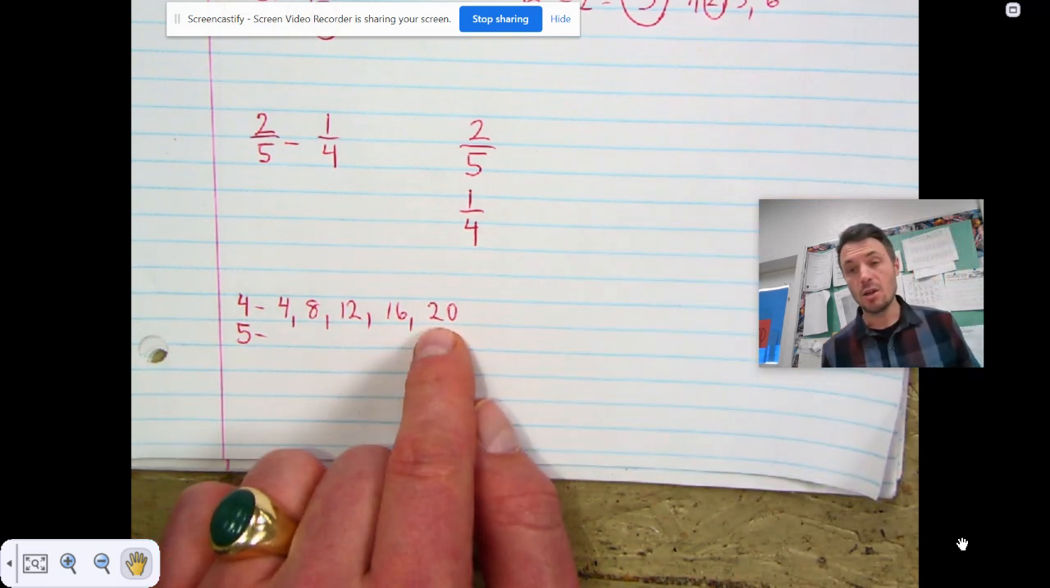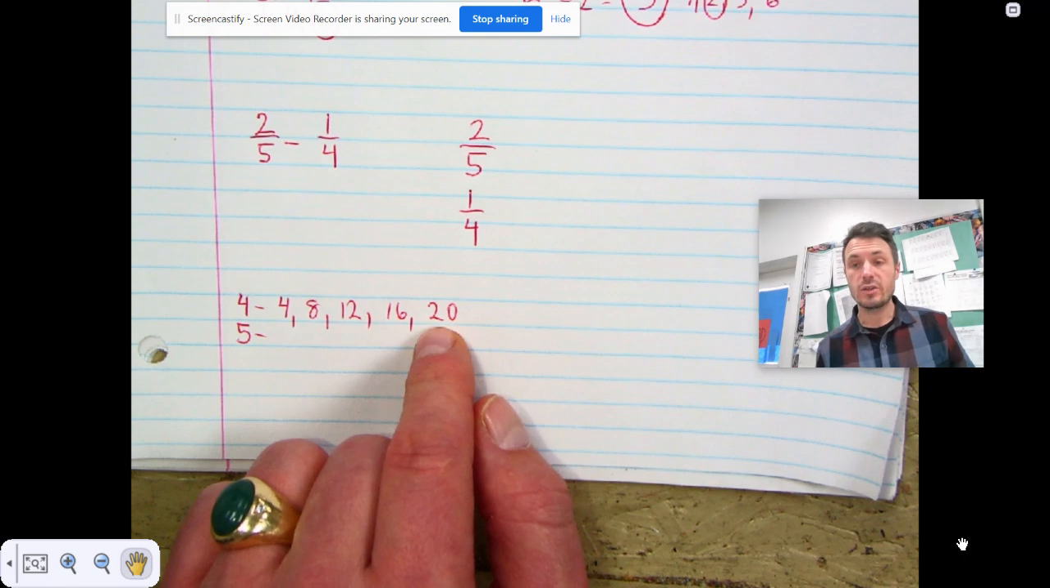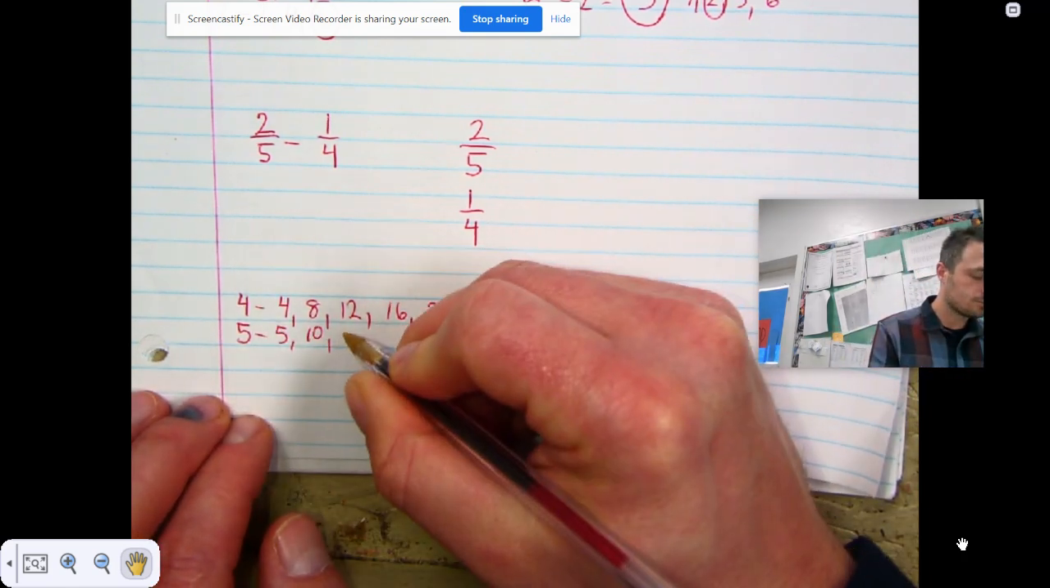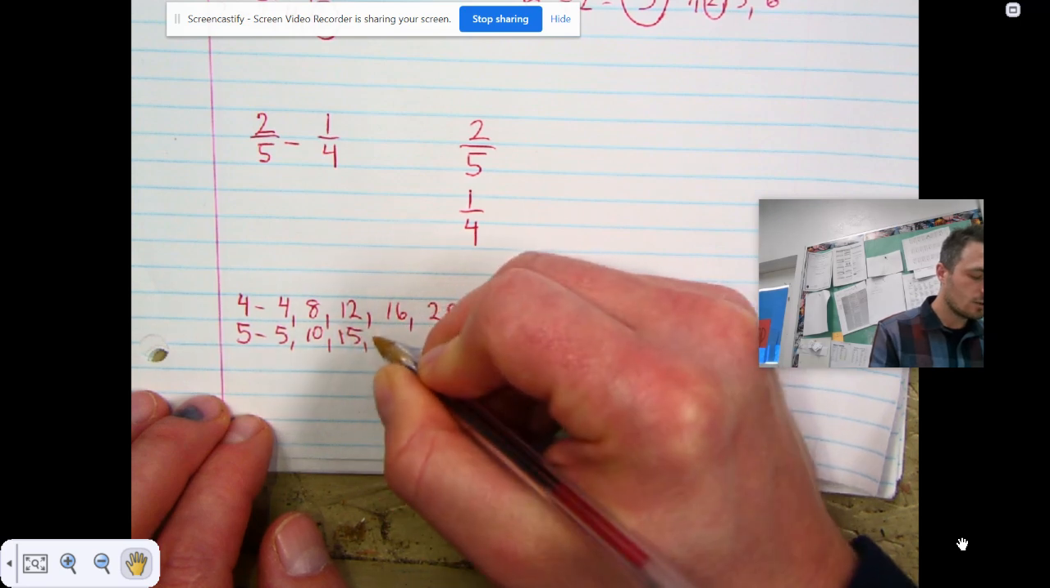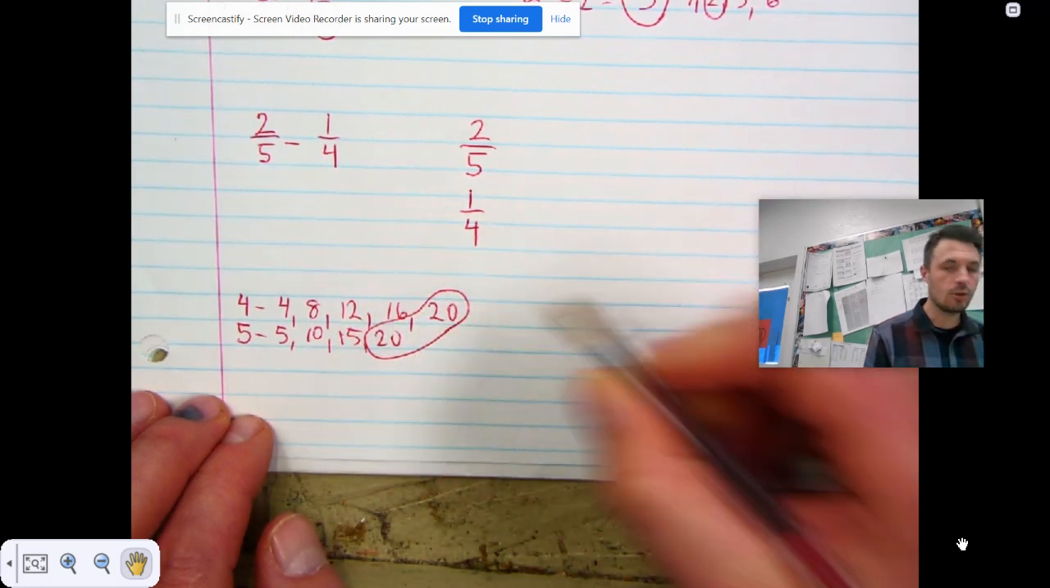I know I'm going to get to 20 if I count by 5s, so there's no reason for me to keep going. 5, 10, 15, 20. And look, there's my LCM, my least common multiple.